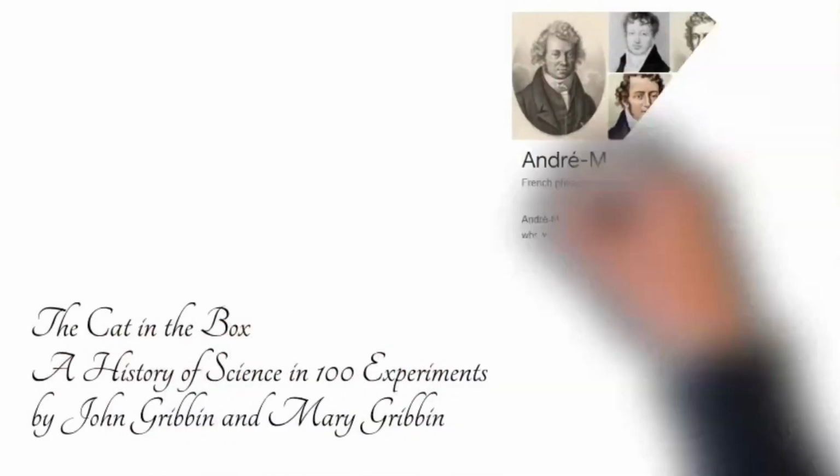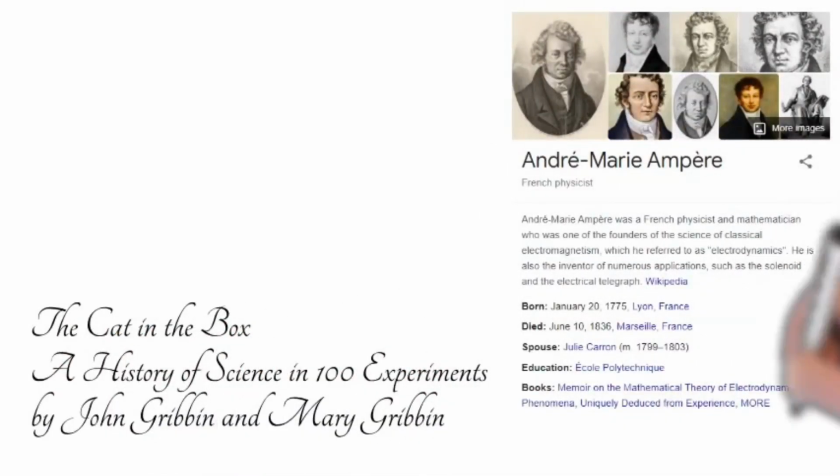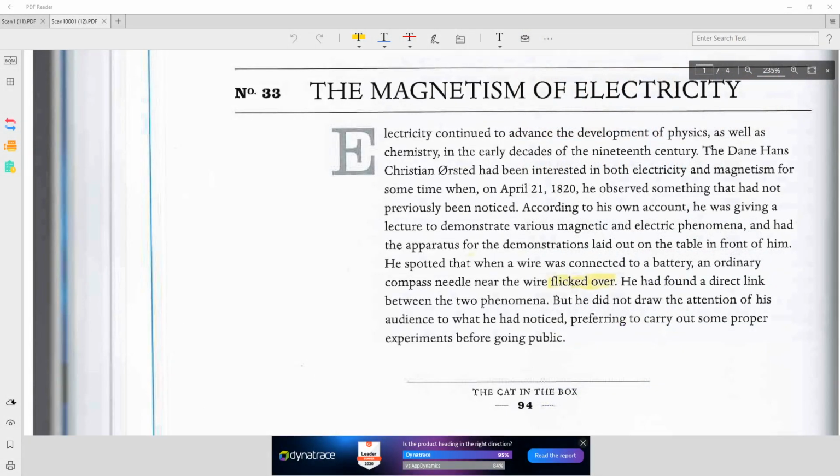Today we read story number 33, The Magnetism of Electricity, and we will see a very familiar name, André-Marie Ampere. Electricity continued to advance the development of physics as well as chemistry in the early decades of the 19th century.